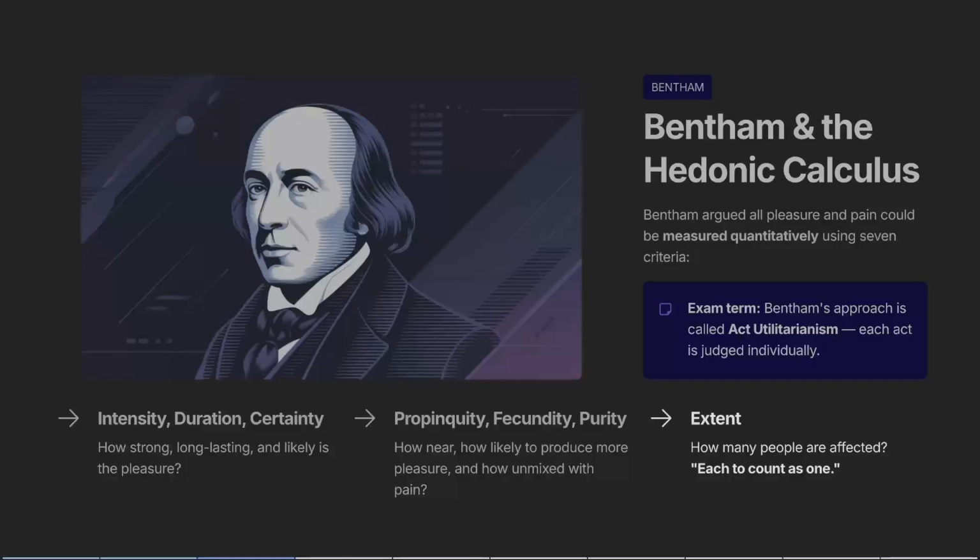Interestingly, he even suggested that pushpin is as good as poetry if it produces the same amount of pleasure. Now, pushpin was a very simple pub game in 18th century England, and Bentham used this example to argue that all pleasures should count equally. And this idea later became controversial, and that's why it was John Stuart Mill who tried to refine Bentham's theory.